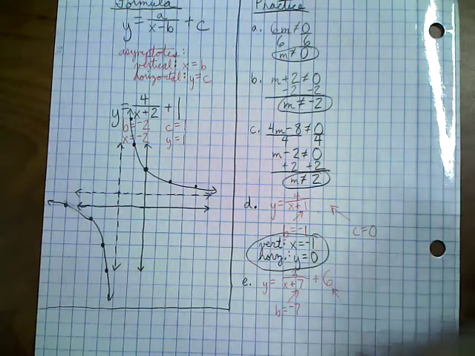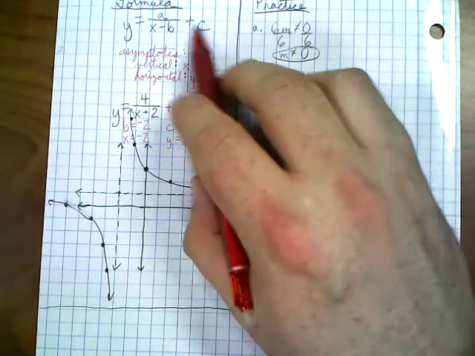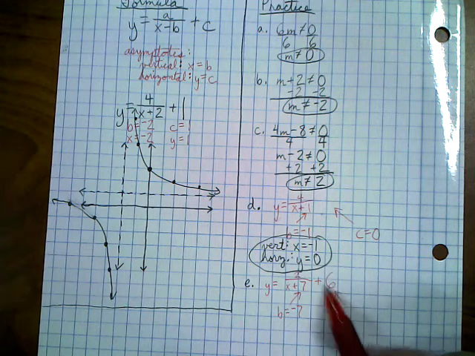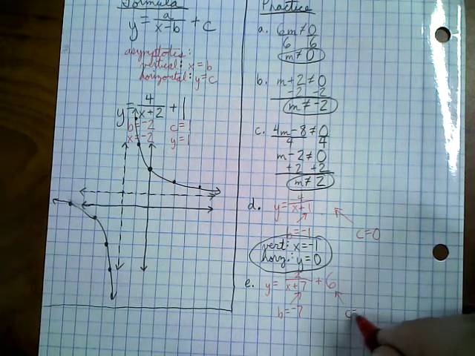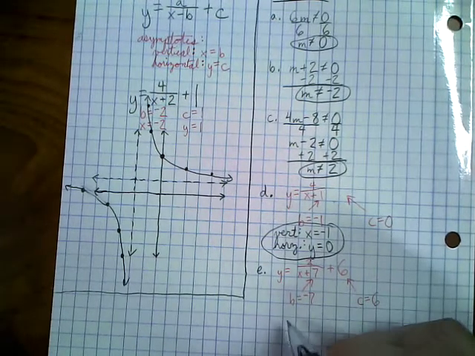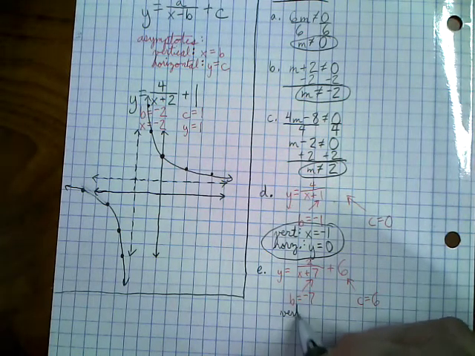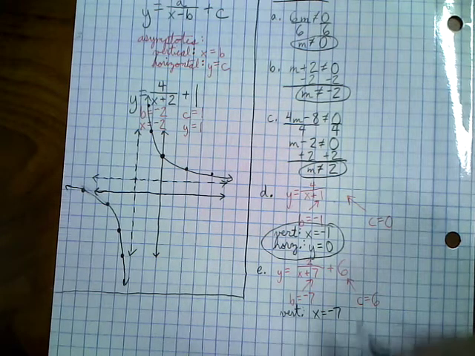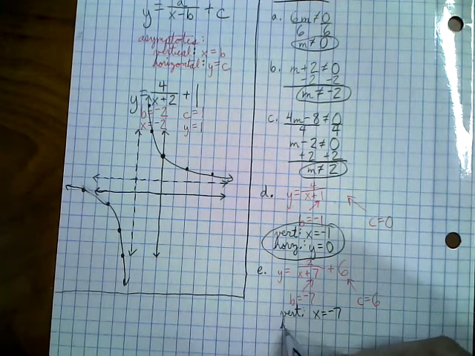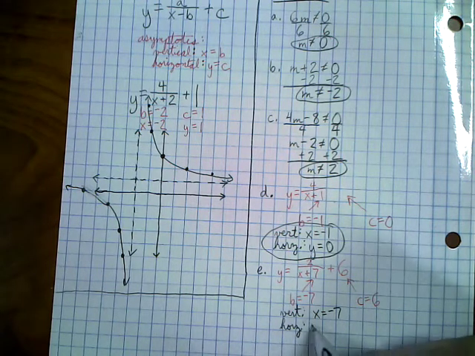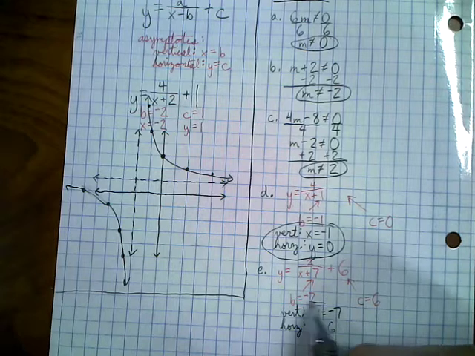This here, then, it is plus c. So if we think about this addition, what are we adding? Well, we're adding 6. So c is 6. So in this case, my vertical asymptote is x equals negative 7, and my horizontal asymptote is y equals 6.